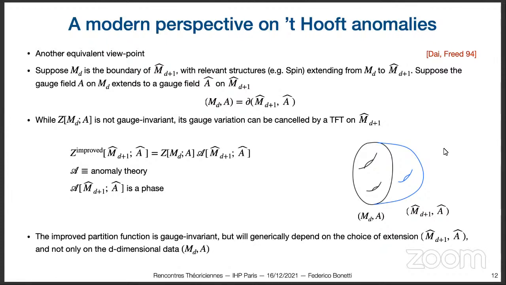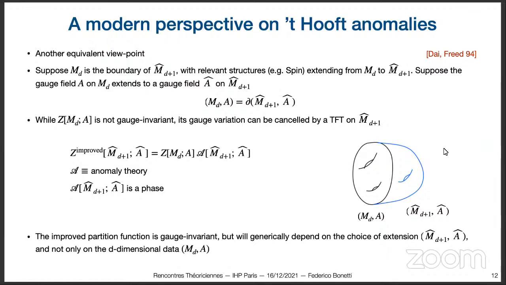So I'm using this compact notation to denote the fact that not only is space-time the boundary of an auxiliary D+1 manifold, but the structures in D dimensions also extend in a correct way. And now that we have this auxiliary object, the idea is, okay, Z in D dimensions is not gauge invariant. Let's cure that gauge non-invariance with a D+1 dimensional field theory that only depends on the background gauge fields.